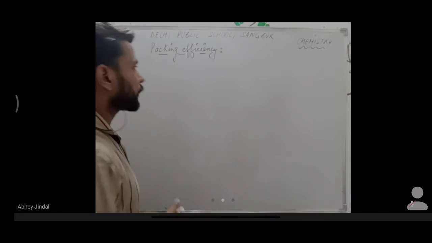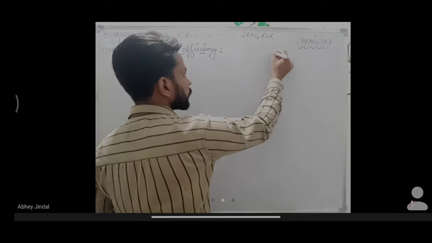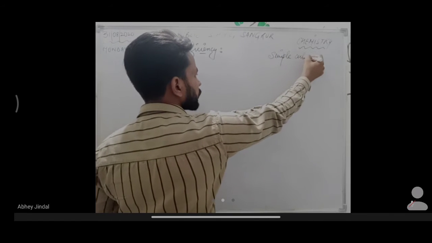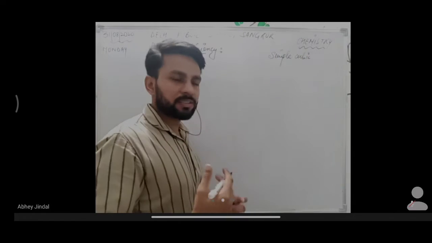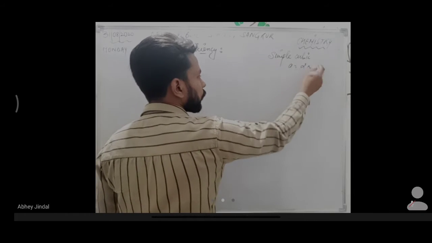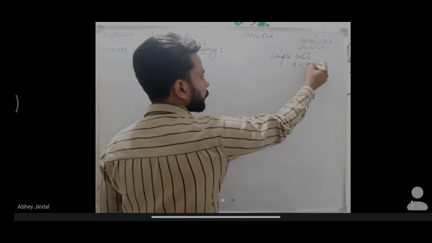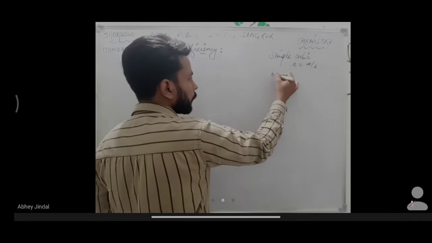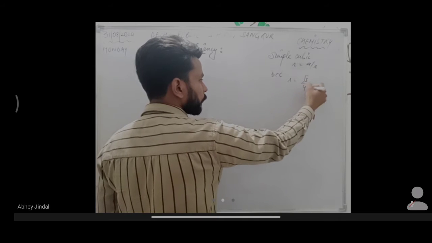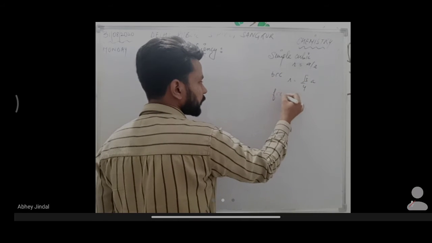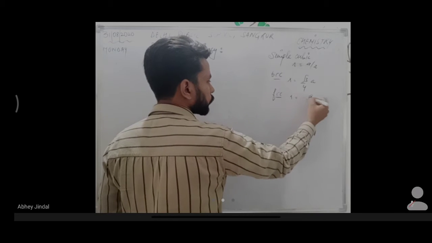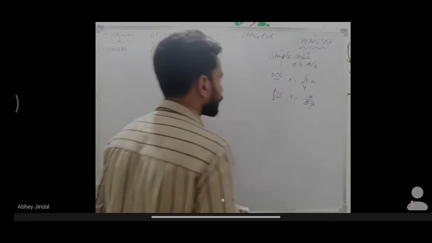In the previous lecture, we discussed the types of unit cells and the simple cubic unit cell, the relation between the nearest neighbors and the edge length. That is a = 2r, or we can say r = a/2 for simple cubic. For body centered cubic, that is BCC, r = √3/4 a. And for FCC, r is always equal to a/(2√2). We were discussing that in the previous lecture.